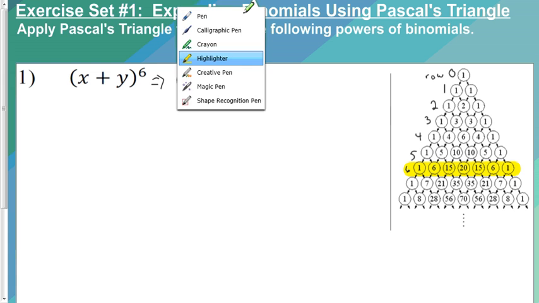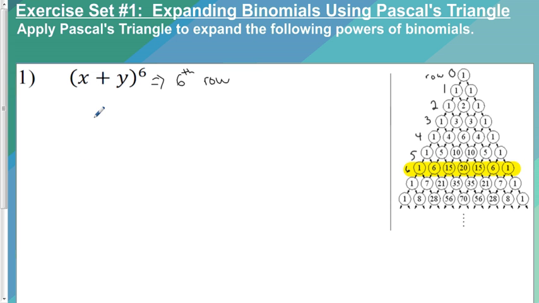And what we're going to do now is we're going to expand this binomial. I'm going to write down 1, 6, 15, 20, 15, 6, and 1. There are the coefficients, and these are going to be the terms. And what I'm going to do is fill in my variables. The first one is x. And so I'm going to take x to the 6th.